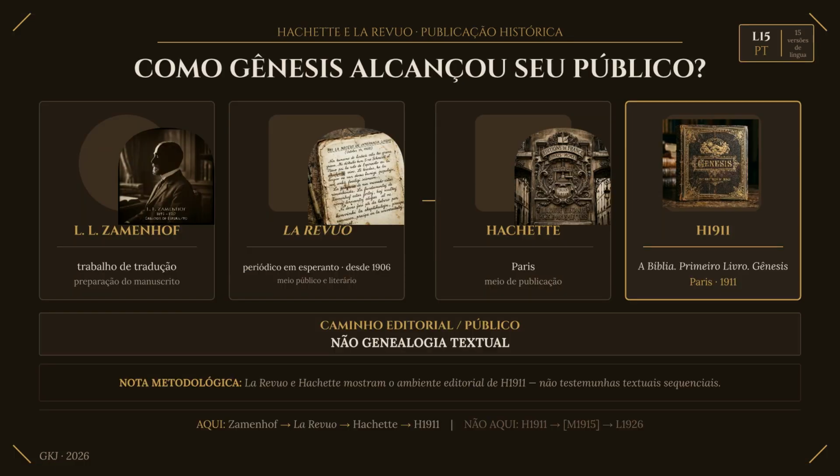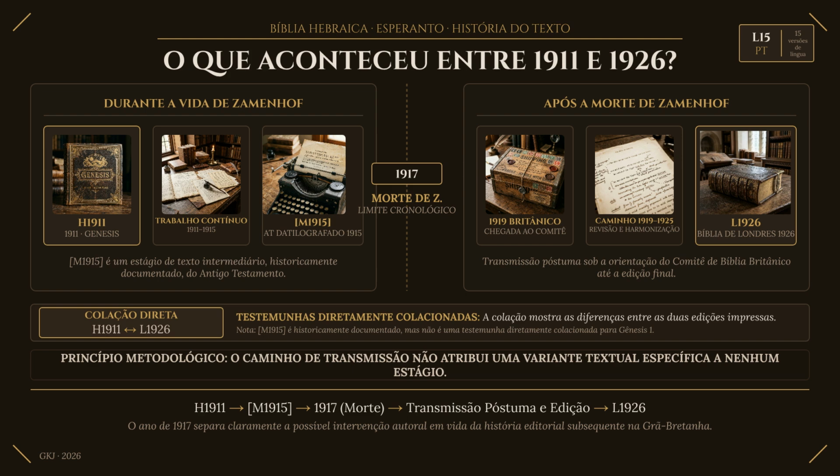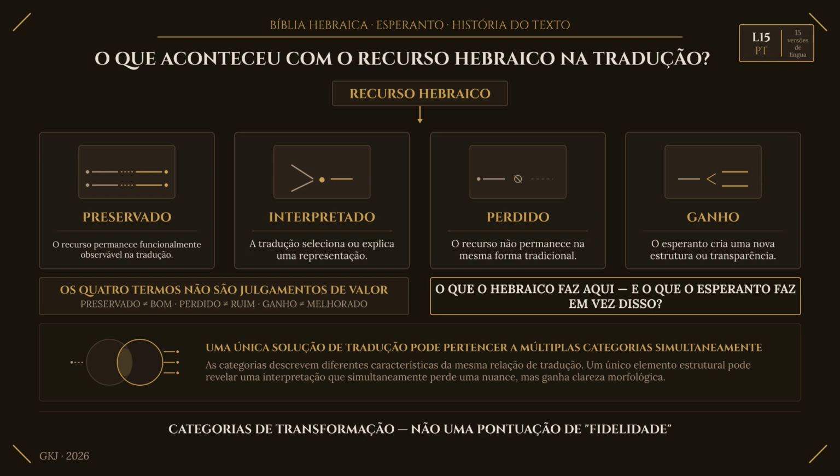To understand how Genesis reached its audience, we look at Zamenhof's work, the role of the publication La Revue, and the Hachette editorial process leading to the 1911 edition. What happened between 1911 and 1926? We track the text from Zamenhof's lifetime through the intermediate 1915 manuscript to the eventual post-mortem publication by the British Committee in 1926.